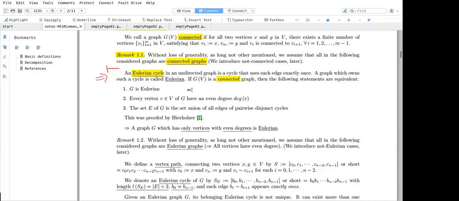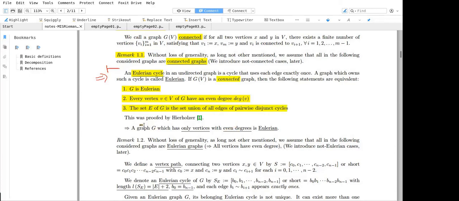So we know that a graph G is Eulerian if every vertex of this graph has an even degree, or the edge set E of G is the union of the edges of pairwise disjoint cycles.